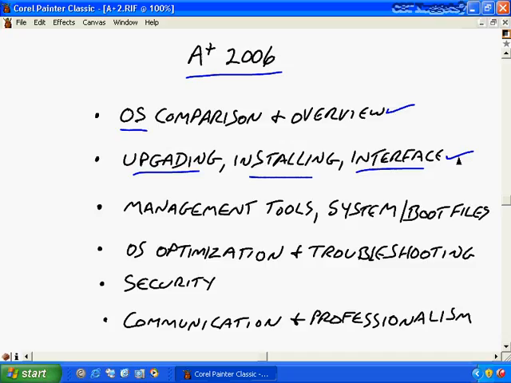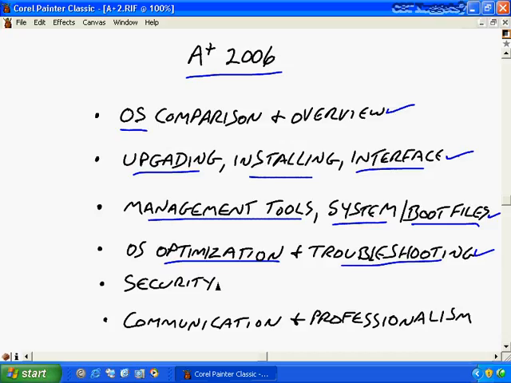A big part of the operating system is understanding what management tools you can use to perform various functions and to troubleshoot and optimize the system. And then also we need to understand the difference between the system and boot files and where they can be located and what they do. We'll take a look also at operating system optimization so that we can make the operating system run better, and also troubleshooting the operating system because that, after all, is a big part of what people are going to be bringing to you when they're experiencing troubles with their systems.